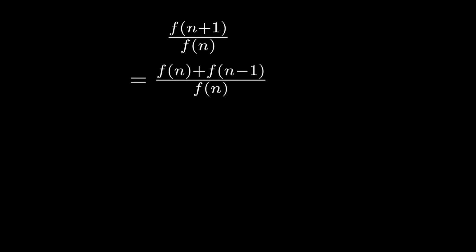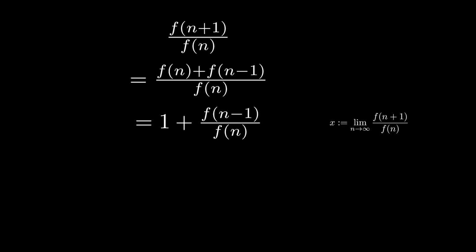But why? To prove this, we can consider our term f of n plus 1 over f of n. By definition, this is equal to f of n plus f of n minus 1 over f of n, which we can rewrite as 1 plus f of n minus 1 over f of n. Now, let's define x is equal to the limit of f of n plus 1 over f of n, as n goes to infinity. For a clear proof, we now need to show the ratio actually converges. Unfortunately, this is a little trickier and therefore we won't go over it here.